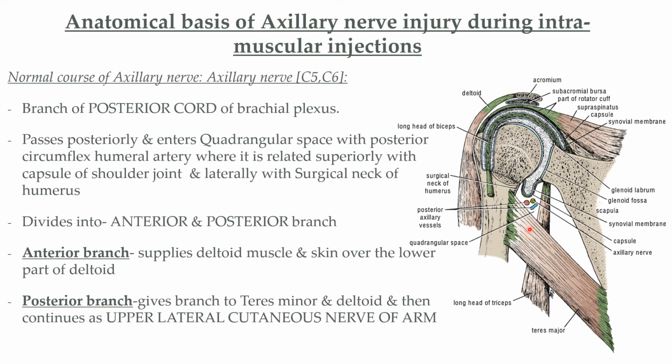Now students, in this illustration, you need to know that this is the quadrangular space, and you can see superiorly the axillary nerve is related with the shoulder joint, and laterally it is in relation with the surgical neck of the humerus. Now, these are the fibers of the deltoid muscle. These are the acromial fibers of the deltoid muscle.